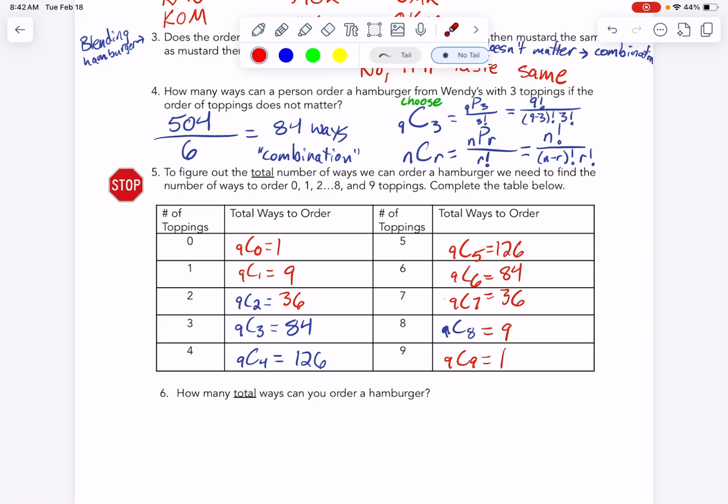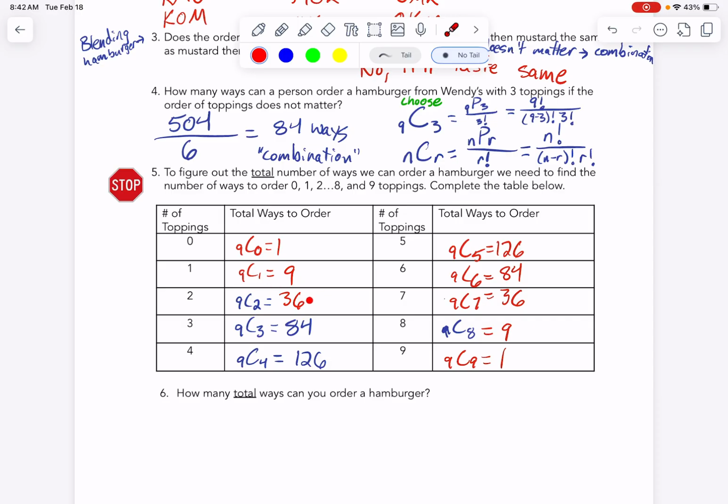All right, so I just filled this table out. First thing that you may have noticed as you're doing these, if we're choosing 0 toppings, well, there's only one way to choose 0 toppings, right? It's the way where you pick none of the toppings. So that's why n choose 0 is 1. And then maybe you notice over here, there's only 9 ways to choose one topping out of the 9, right? Because I can pick ketchup. Well, there's only one way to pick ketchup. There's only one way to pick mustard. So all those are only going to be the 9 different ways to do it.